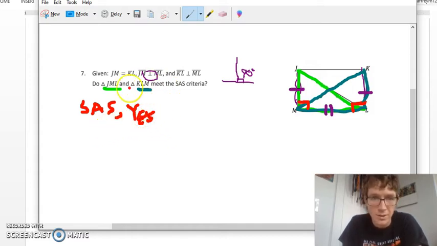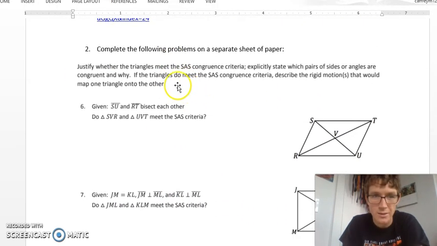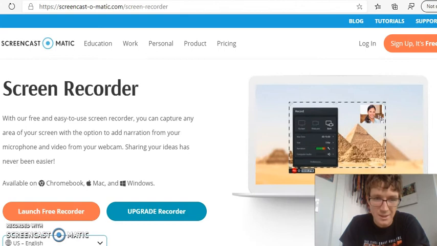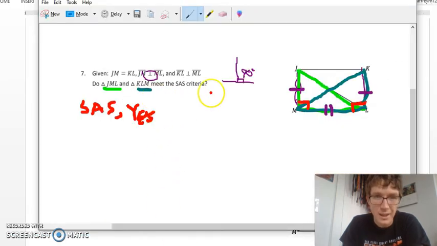Another thing to see is what the problem said. I feel a little bad, I didn't really do this in the last video. Justify whether triangles meet SAS congruence criteria. Explicitly state which pairs of sides or angles are congruent and why. So I'm going to do that real quick. So let's see. That's not it. Okay. There we go.